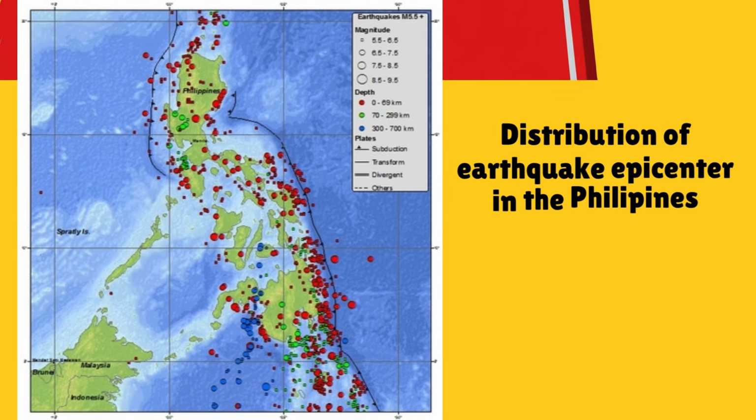And now for the second picture, the distribution of earthquake epicenters in the Philippines. The red dots represent 0 to 69 kilometers, or the shallow earthquakes. The green dots represent 70 to 299 kilometers depth of epicenter. And then the blue dots represent 300 to 700 kilometers. These are the deep epicenters. Usually the more destructive are the shallow ones.